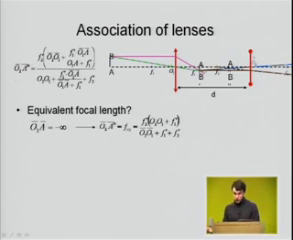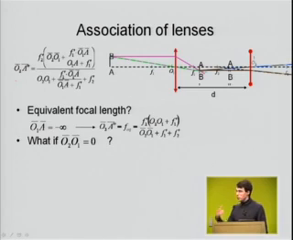So I come up with this expression where O2A'' bar, which is what I've defined as my equivalent focal length, depends hopefully upon the focal lengths of my two optical components, as well as the distance O2O1 bar between my two optical components. So let's keep going and play a little bit with this expression. What's happening if now O2O1 bar is equal to 0?